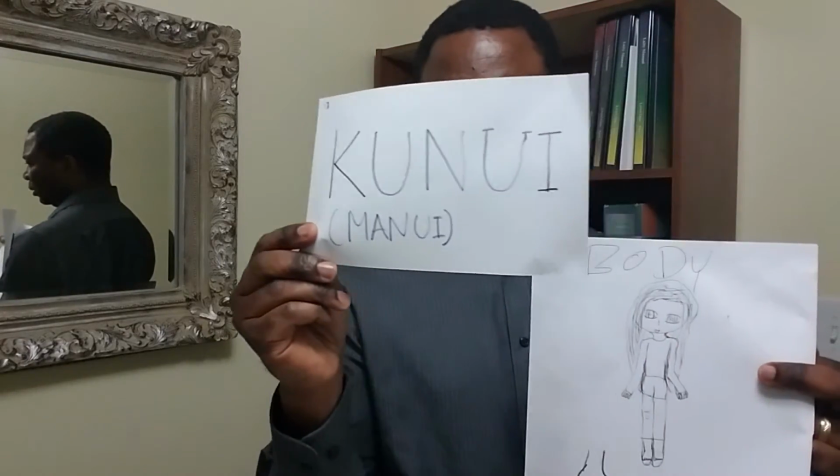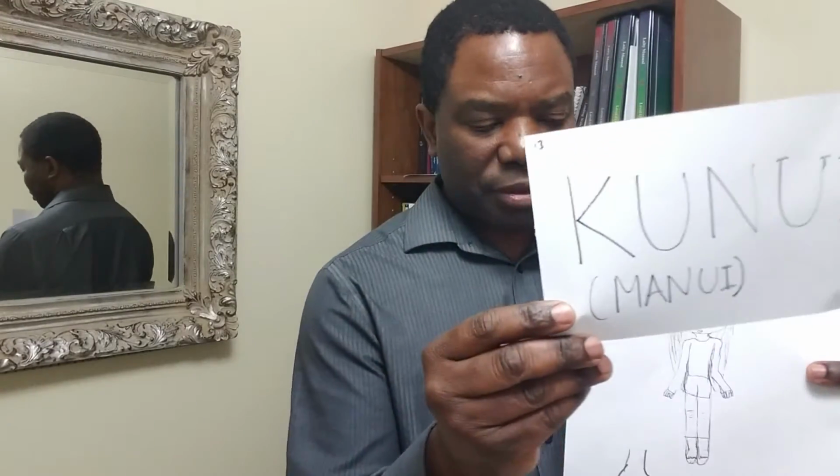Okay, and when I say two legs, let's say the kunui is right in the middle of the leg. I can present it that way. I don't want to get into medical words. So that's kunui. Okay, and the plural is what? Manui. So kunui is one and manui is two. Okay, so we have that.